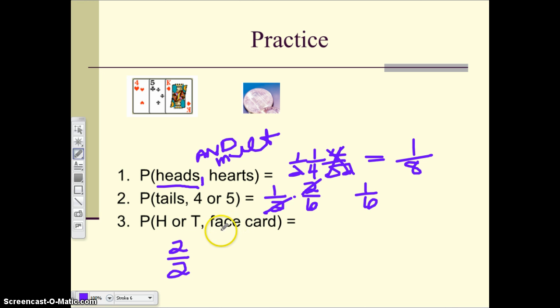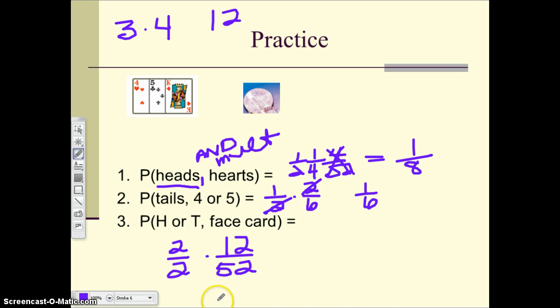What's the probability of getting a face card? How many face cards are there? Jack, Queen, King. Ooh, now tricky. Are we going to count an ace or not? There's not a face on it, so I'm not going to count that. Jack, Queen, King. There are 3 face cards in each suit. There are 4 suits. So there are 12 possible face cards out of 52.